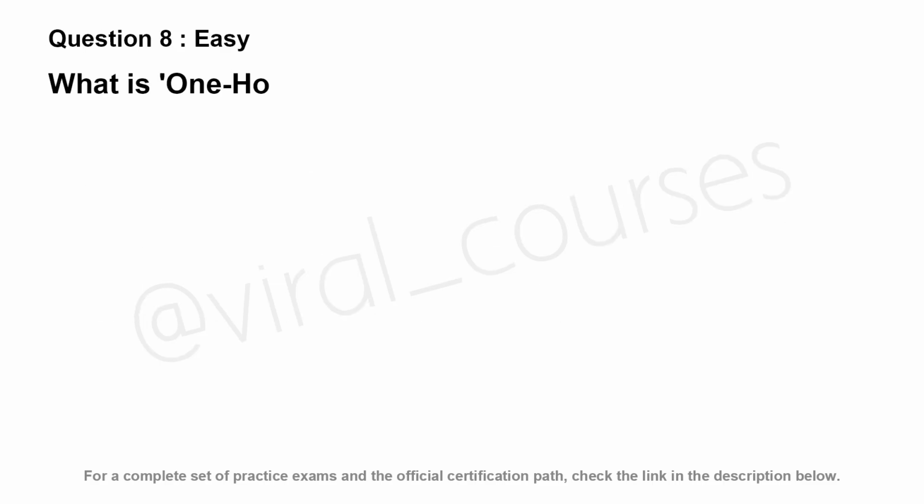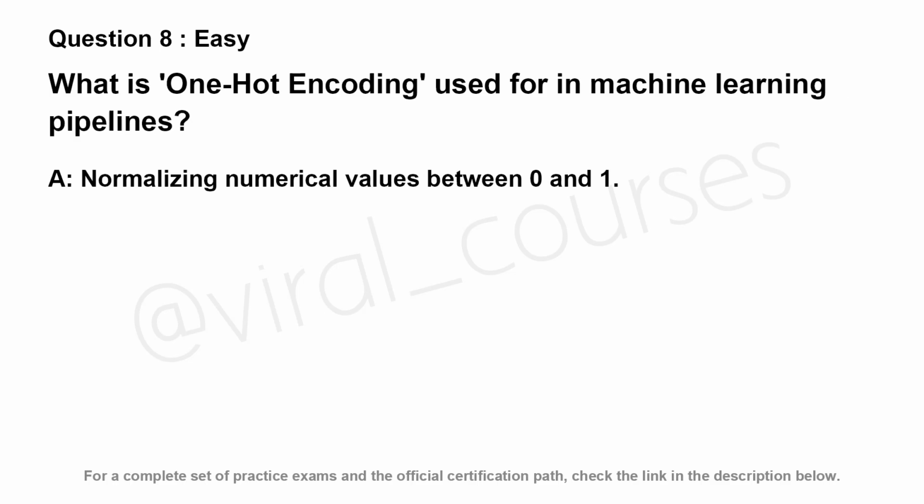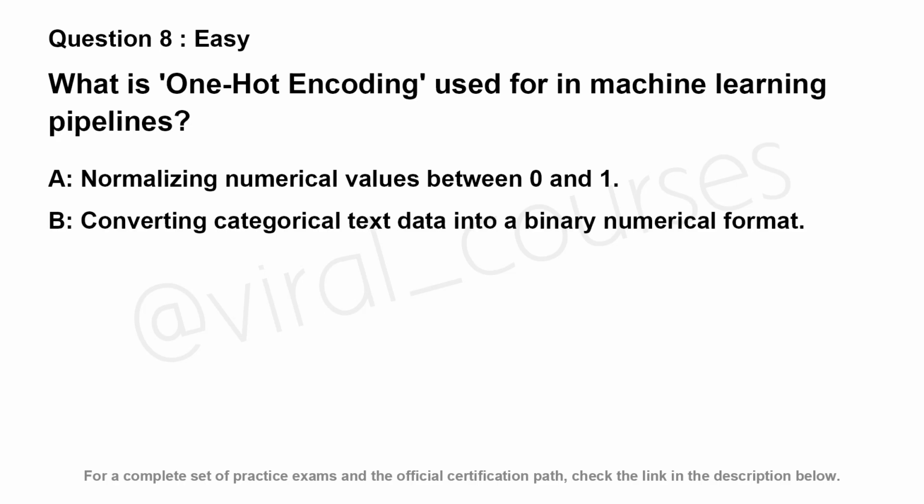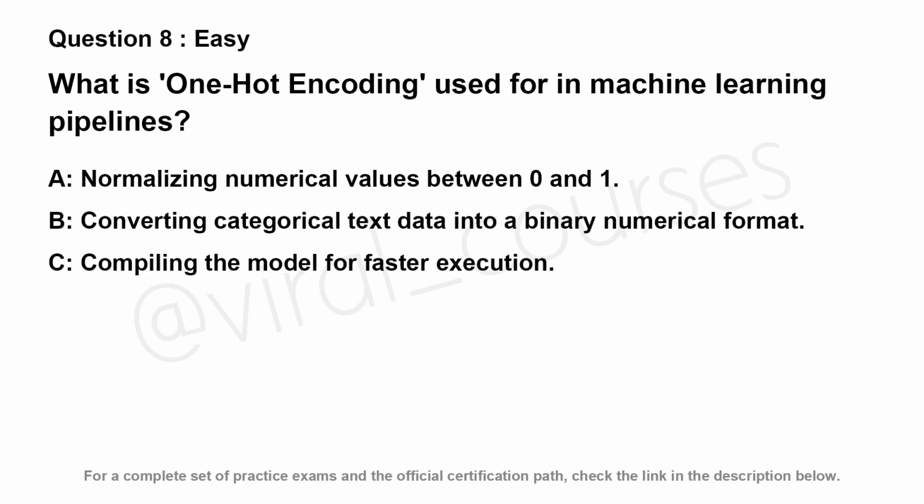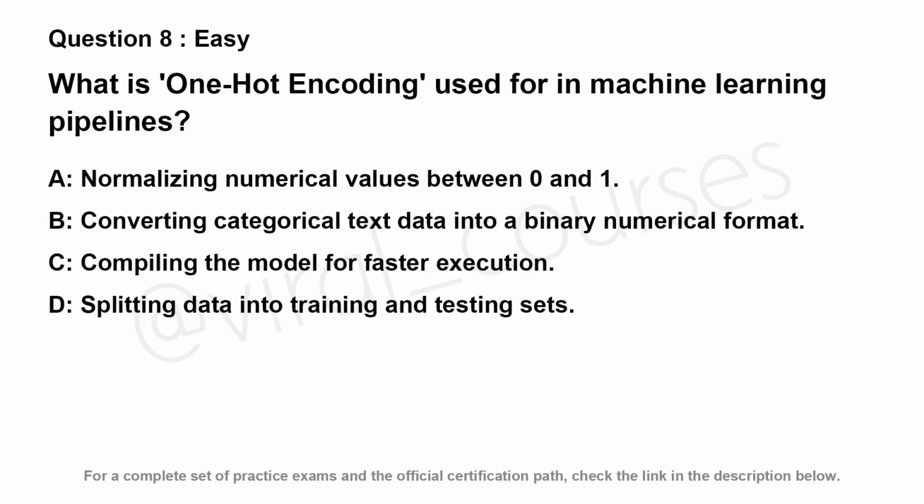What is one-hot encoding used for in machine learning pipelines? Option A. Normalizing numerical values between 0 and 1. Option B. Converting categorical text data into a binary numerical format. Option C. Compiling the model for faster execution. Option D. Splitting data into training and testing sets.